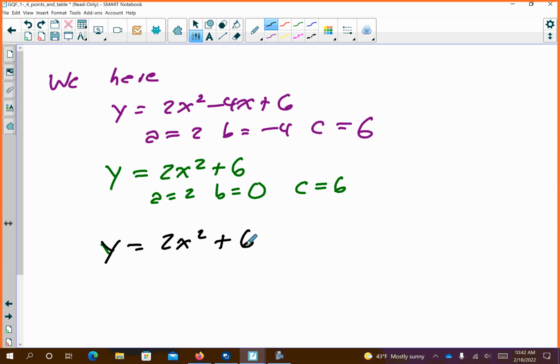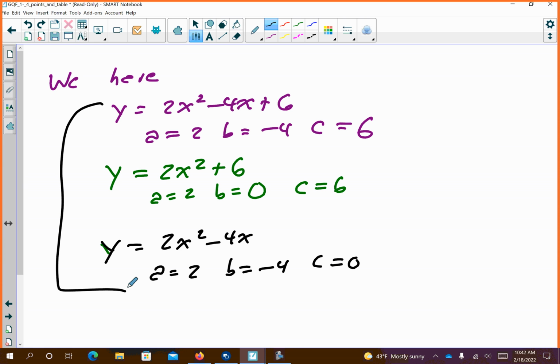But we also could have this kind of situation take place. Which value is missing? I just wrote the same thing over again, didn't I? I'm being a ding-dong. We could also have this situation take place. Which value is missing here? The C value. So we would know the A value is 2, the B value is -4, and the C value would be 0. So these are some characteristics that can take place.